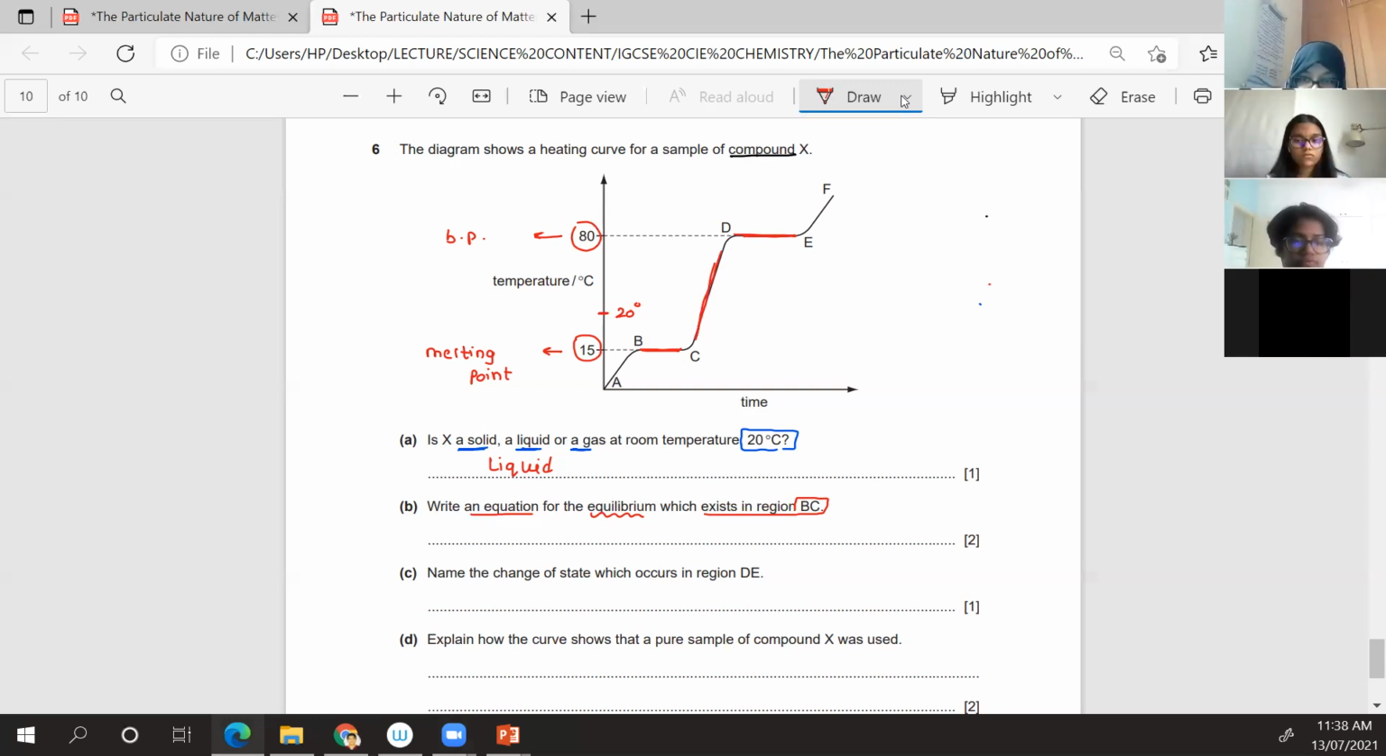If it is melting, which two physical states? Aman, you can write your answer in the chat box. Others can write the answers in the chat box. Solid and liquid? Yes, solid and liquid.